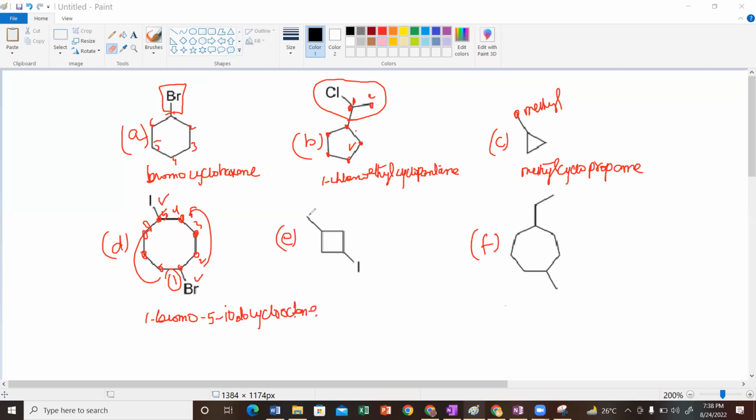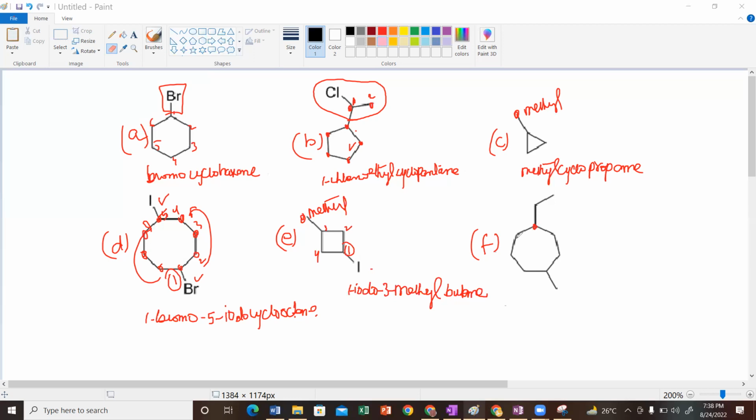Right? Now, in this we have one methyl substitution and one iodo. So if we see, I comes first, then comes M. So I would write this one as number 1, 2, 3, and 4. What could be the name? The name could be 1-iodo, 3-methyl butane. Understand? 1-iodo, 3-methylbutane.